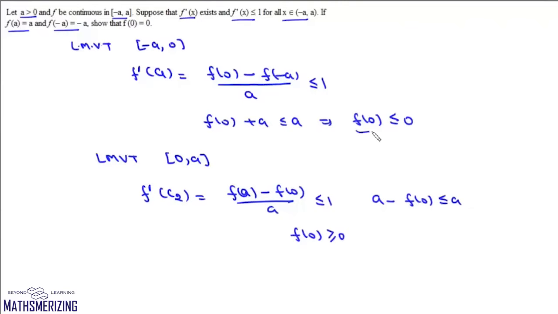Now here we are getting the condition that f0 is less than or equal to 0, and here the condition is f0 is greater than or equal to 0. So from here the only condition that we'll get is f0 must be equal to 0, and this is what we need to prove.